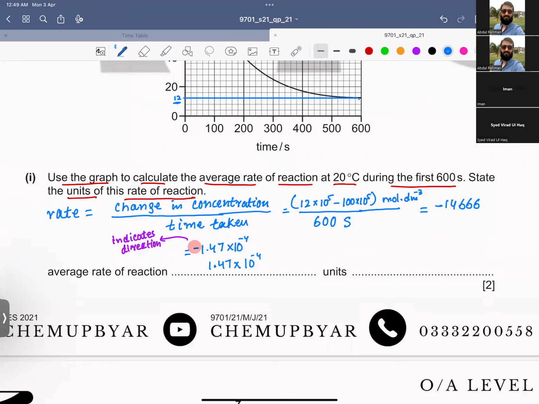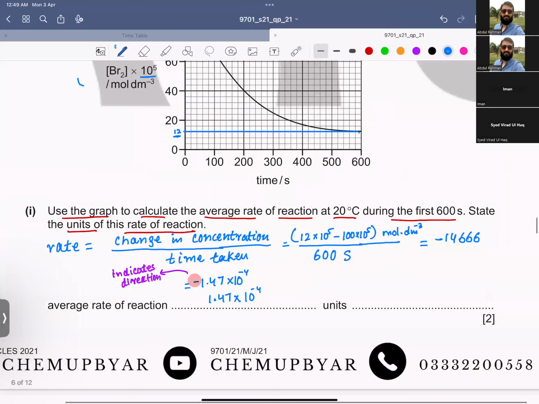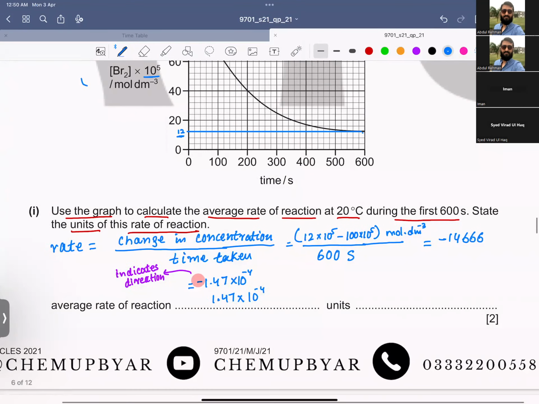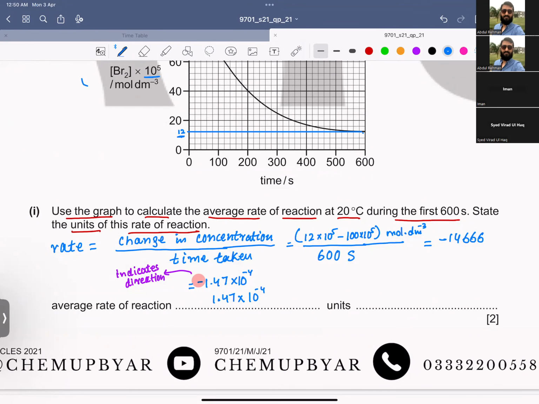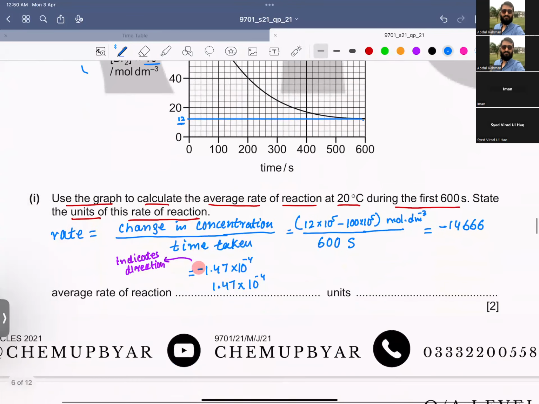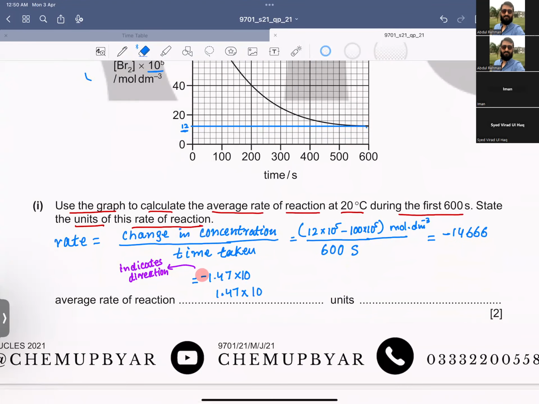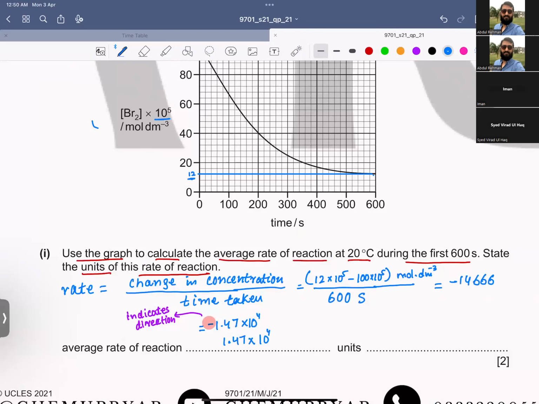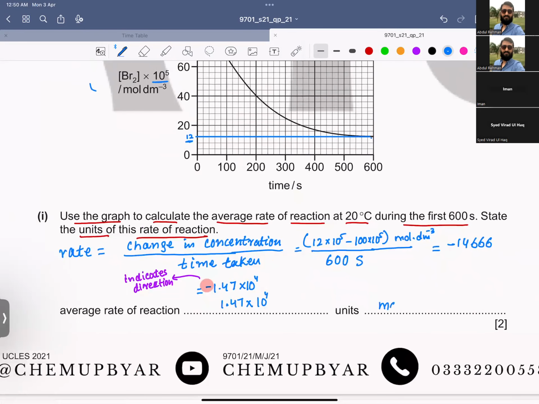सर हमने प्रीफिक्स में -4 क्यों लिखा है, मतलब 4 क्यों नहीं लिखा? हाँ सॉरी, क्योंकि ये एक्सपोनेंट 5 है तो ये एक्सपोनेंट 4 हो जाएगा, नॉट -4। और यूनिट क्या होगा, मोल पर डीएम क्यूब पर सेकेंड। इज दिस क्लियर?